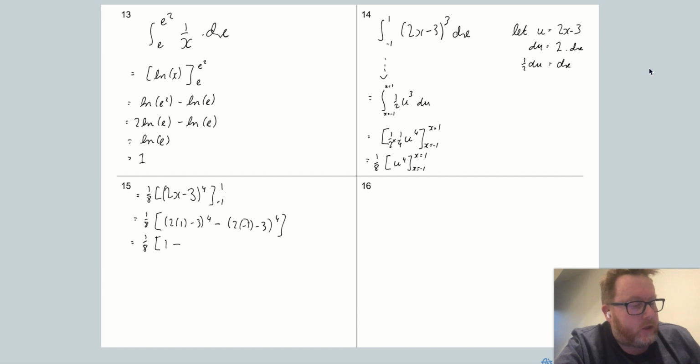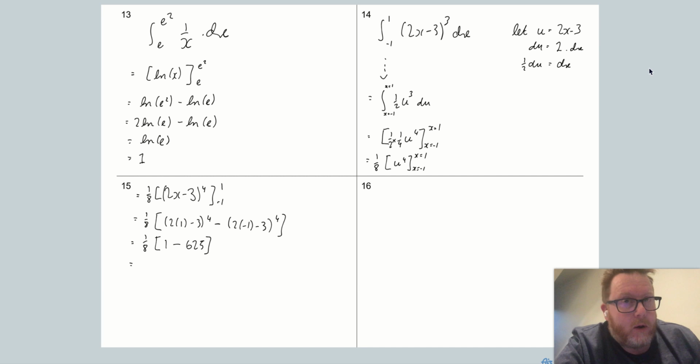This one here is 2 times -1 is -2, -2 minus 3 is -5, and -5 to the power of 4 is 625. So I've got 1 minus 625. Oops, wrong bracket there, not that it really matters. Okay, and then we can go from here.